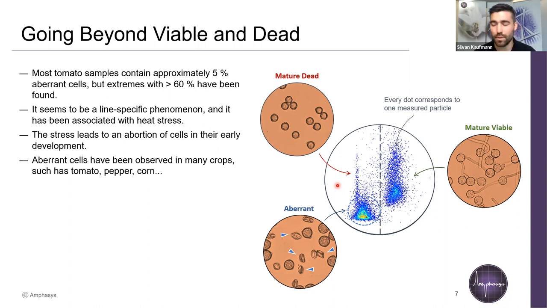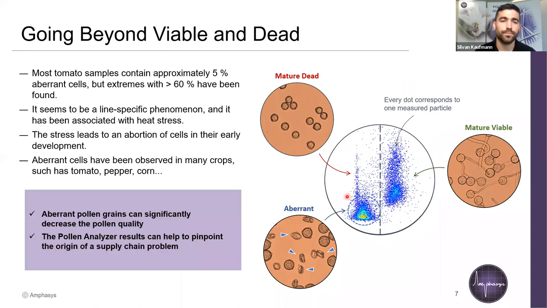Importantly, we have observed those aberrant cells not only in tomato, but also in other crops such as pepper and corn. So to summarize, they can significantly decrease your pollen quality, and such a measurement result can give you immediately an indication of where in the whole process to look for a problem. Because as those pollen grains are aborted in their own development, at the time point of pollen collection, you have it already. So you don't need to optimize anything downstream of that. You have to look upstream in the growth conditions of such plants, or even in your breeding program when it comes to stress tolerance of certain lines.